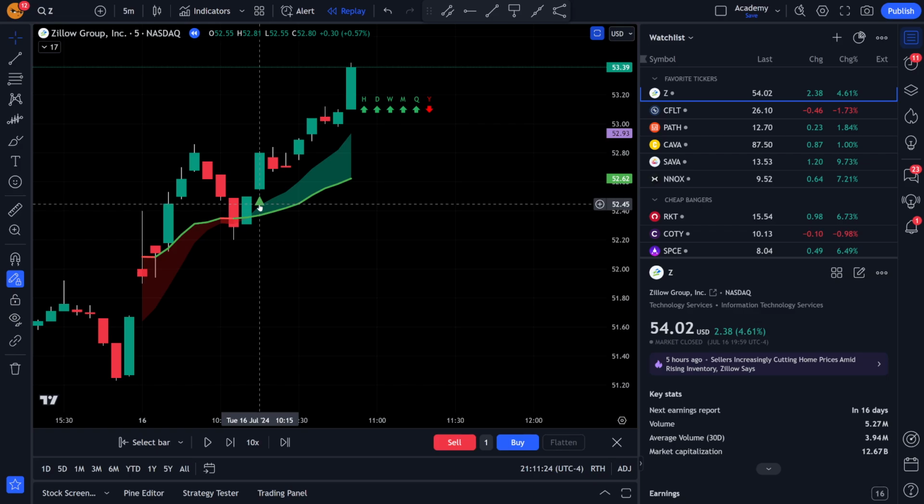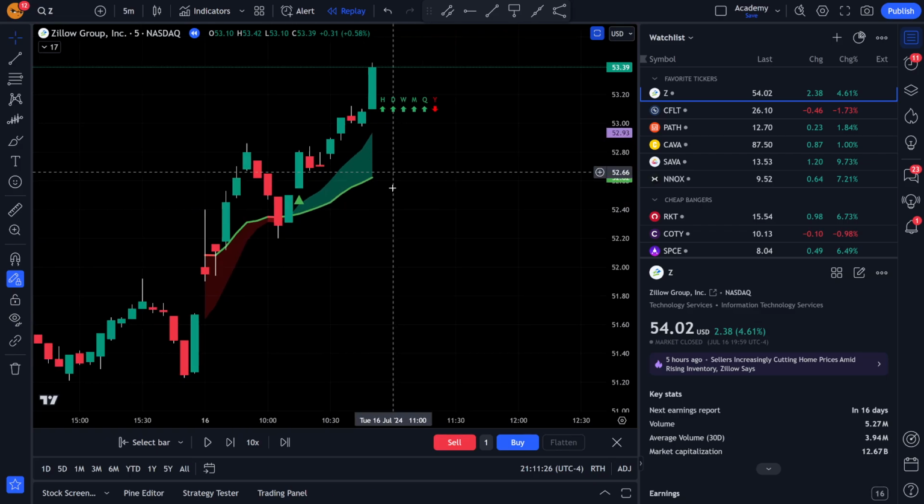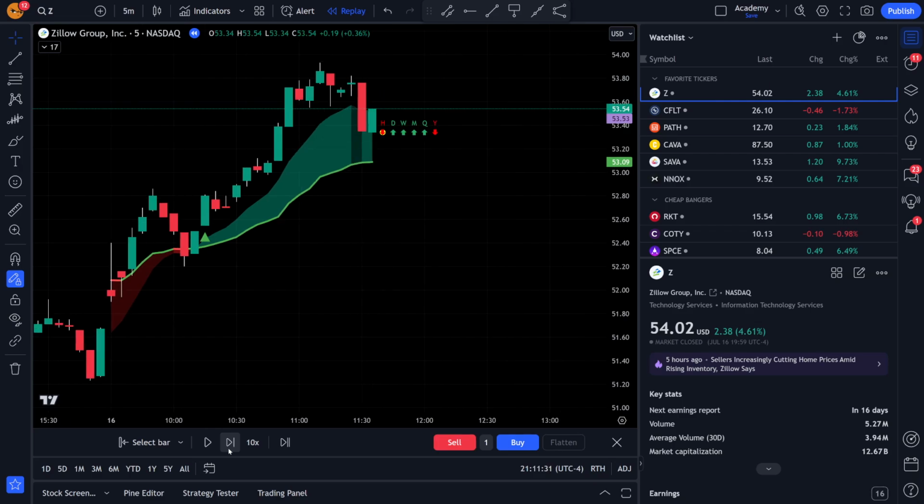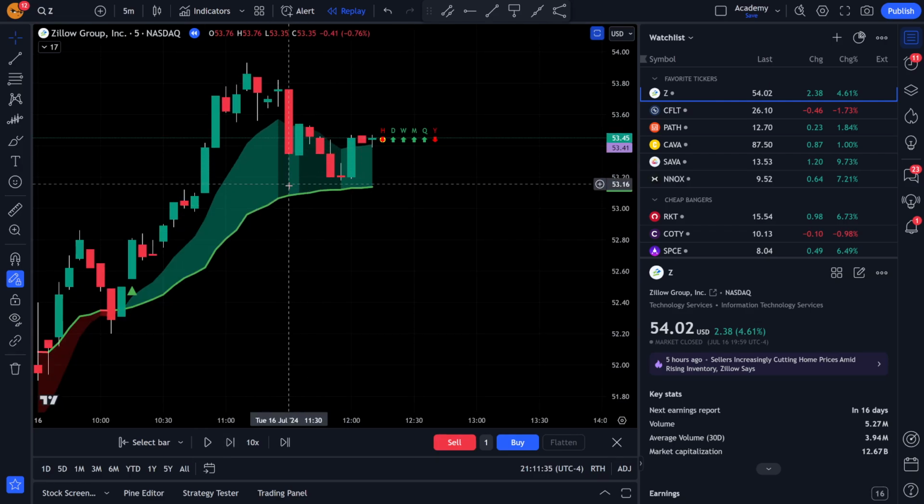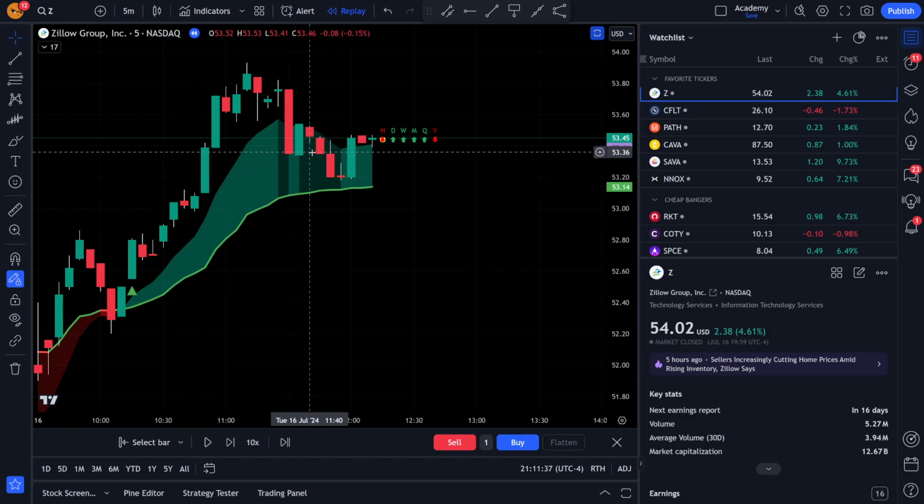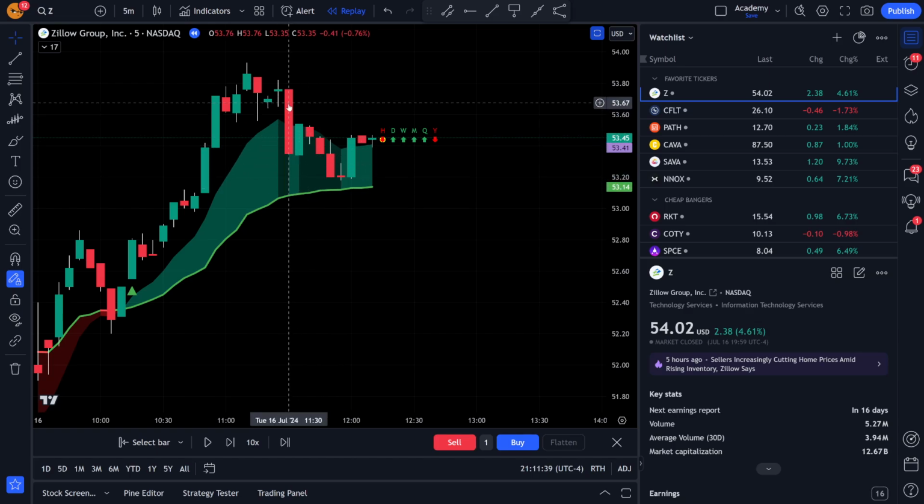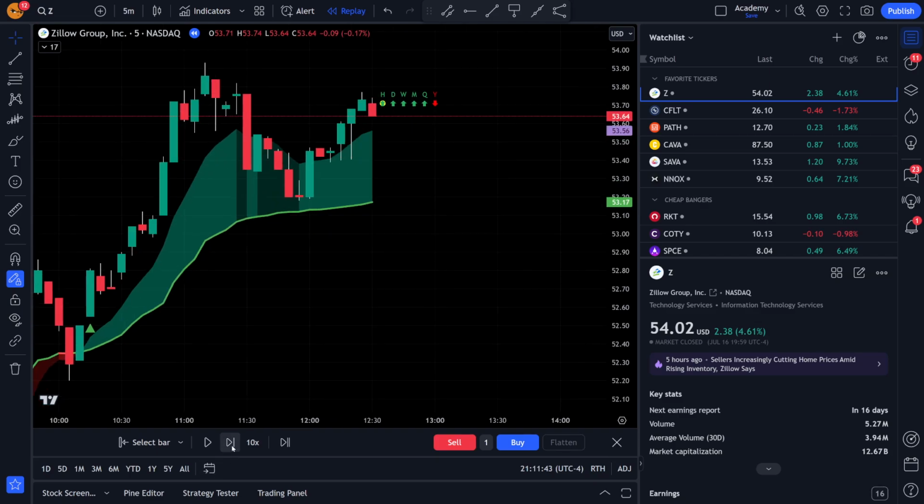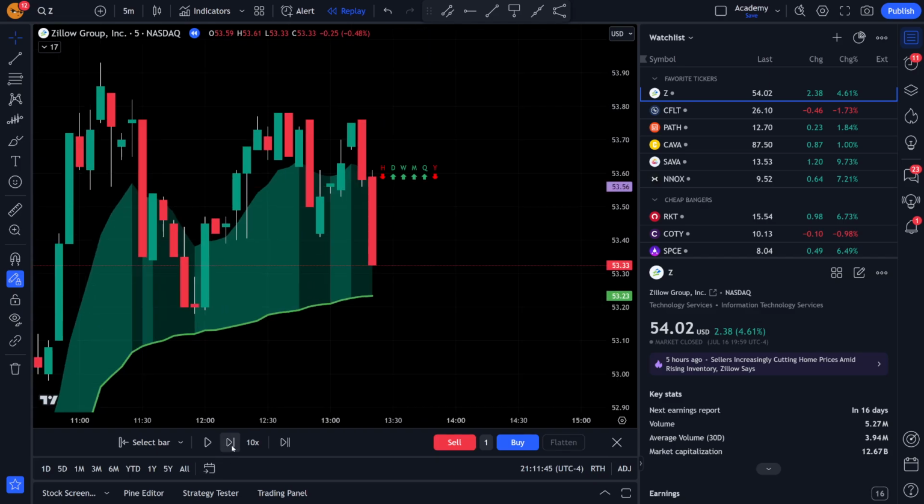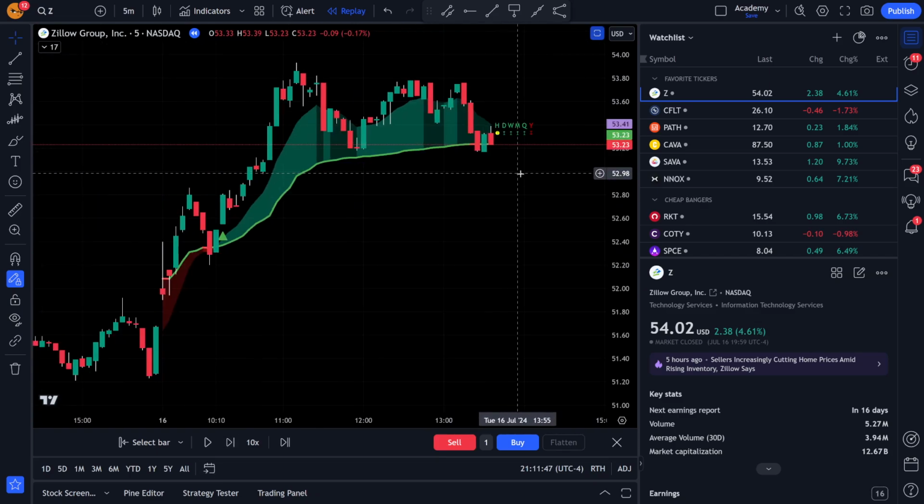That's what the arrow means. And so you can see that since then, from that level, Zillow continued up. When we fall back into this cloud, it goes dark gray. That means that we're losing buy momentum and selling momentum may be increasing. But if we stay above there, we can still maintain the buy momentum, and so on and so forth.